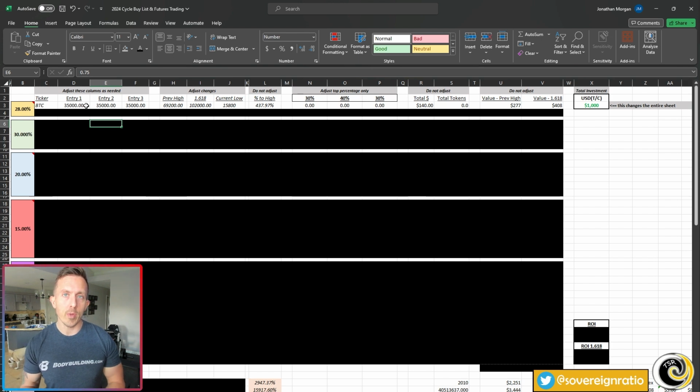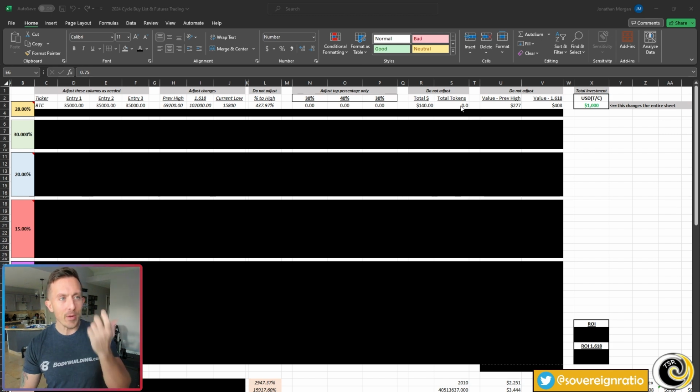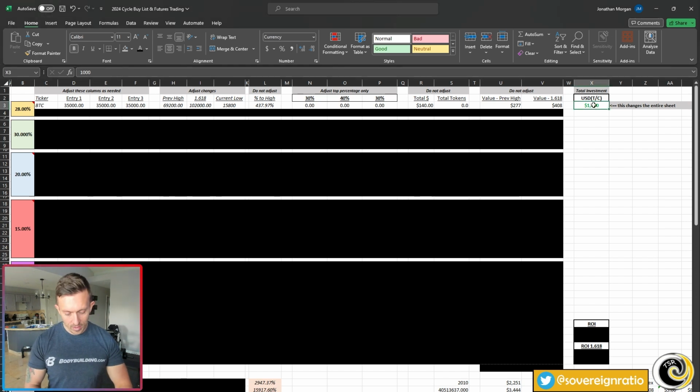And obviously I think everybody's goal in the end should be to convert altcoin profits into Bitcoin, probably after waiting a year after the bull run, holding Tether or USDC. So in this particular example, like I said, I only put $1,000 total investment in here. The amount of Bitcoin is so small that I don't have enough decimal points, but essentially the value of that allocation at the previous high would be $277. The value at the 1618 would be $408. Now, if I wanted to invest more, let's say $100,000, as you can see, that dramatically changes the spreadsheet.